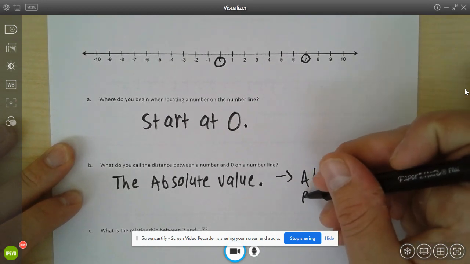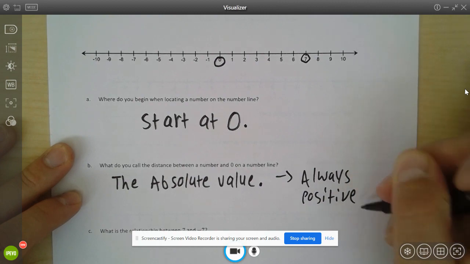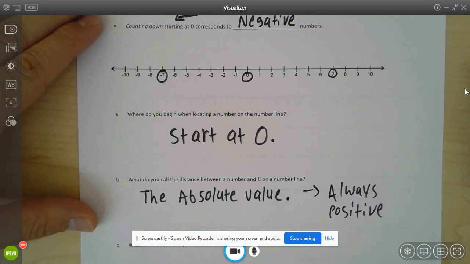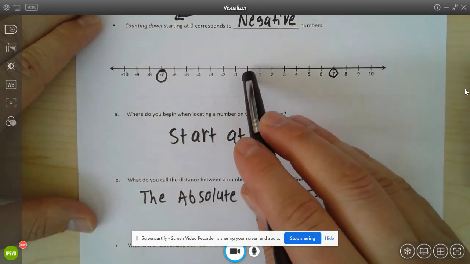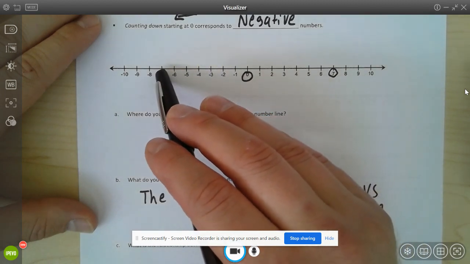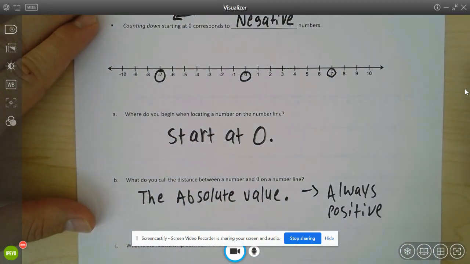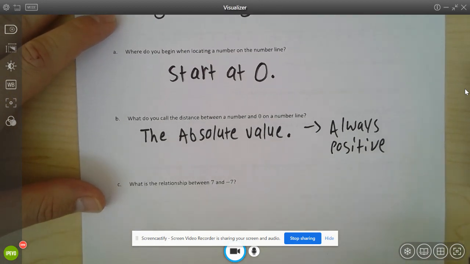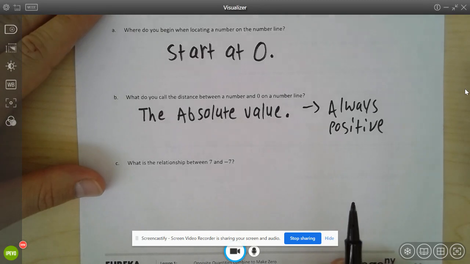The absolute value is always positive, right? Because even when I look at negative 7, if I count the distance it is away from 0, it's 1, 2, 3, 4, 5, 6, 7 in distance away. So the absolute value of negative 7 is positive 7 because it is 7 spaces away from 0 on the number line. Last question C says, what is the relationship between 7 and negative 7?